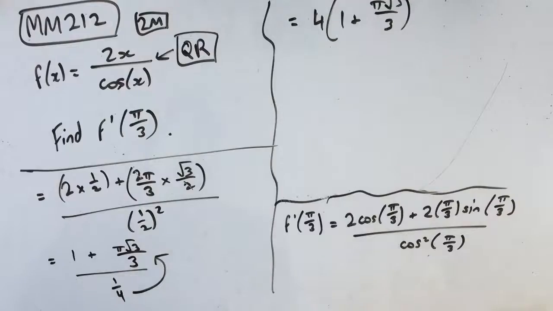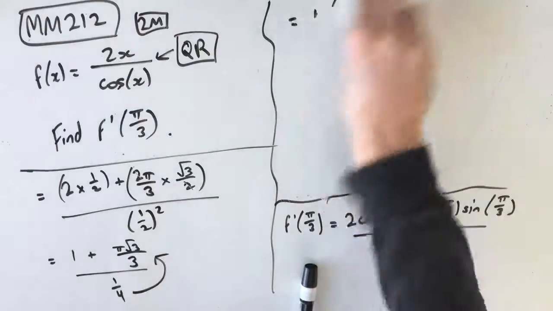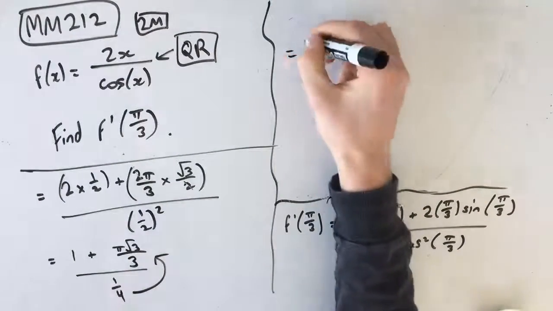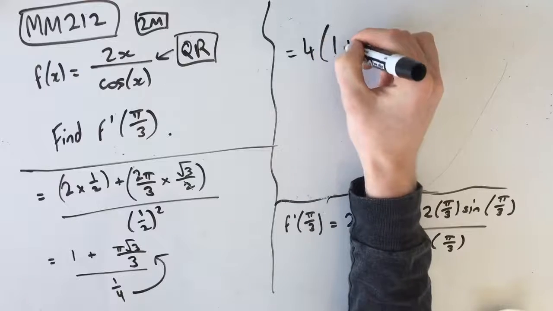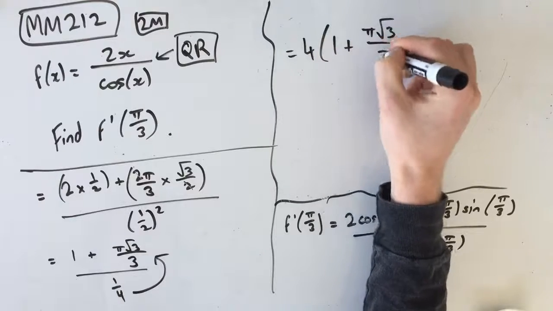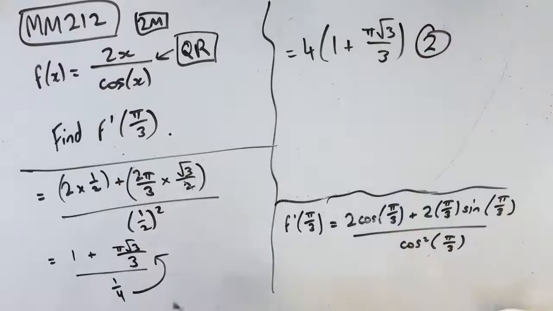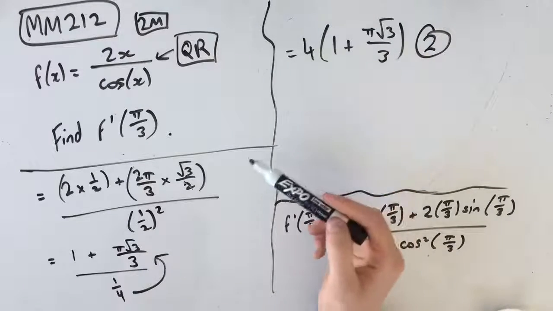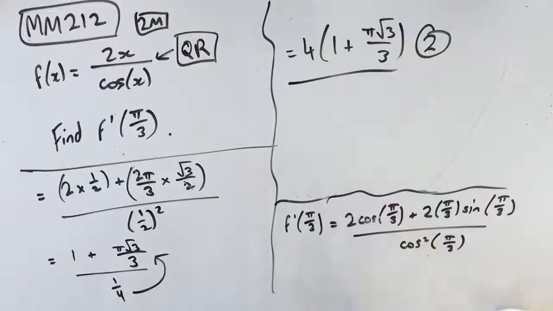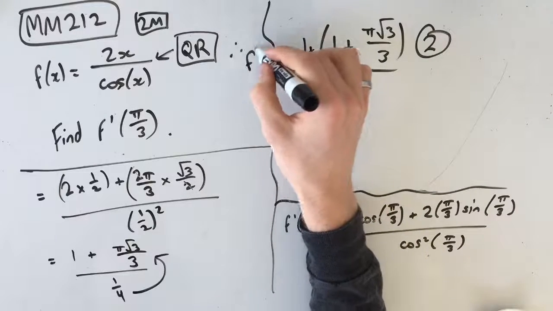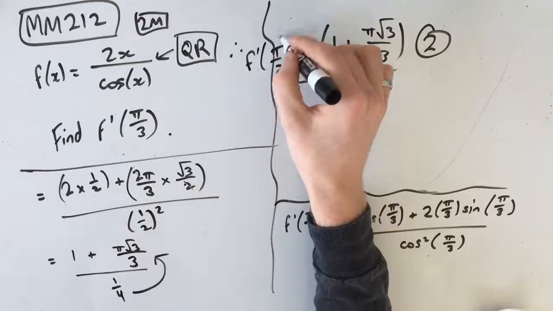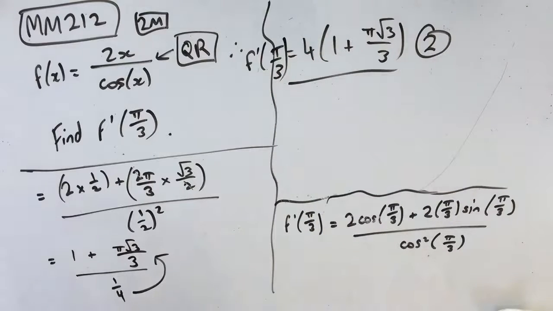Now, hopefully you guys can see that. Top's a bit cut off. Just rewrite that. So 4 times 1 plus pi root 3 over 3. And that's our final answer. So that's our second mark. You can expand it out, but there's no real reason to. You can just leave it like this. That's our final answer. So therefore, f dash of pi on 3 equals 4 times 1 plus pi root 3 over 3.